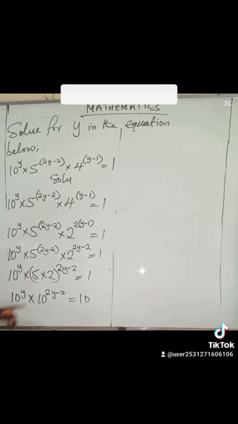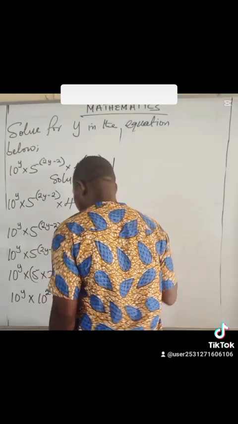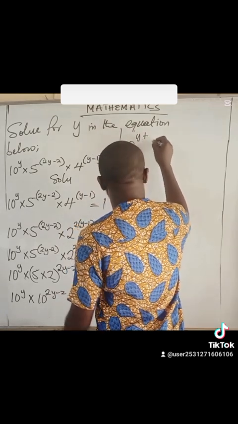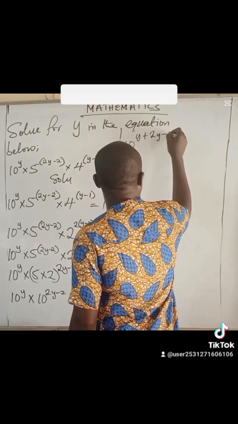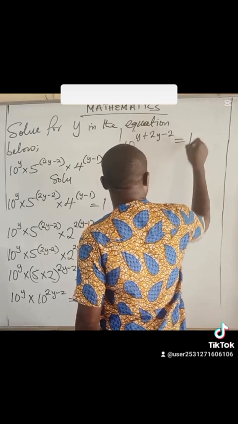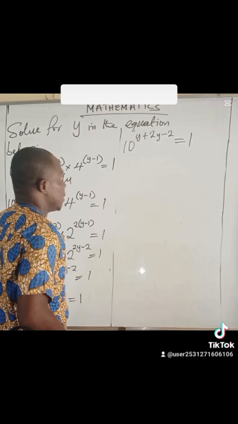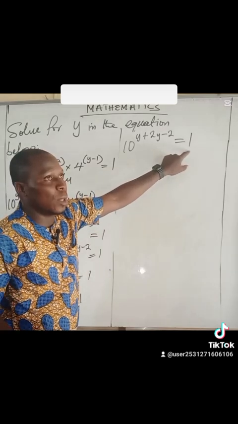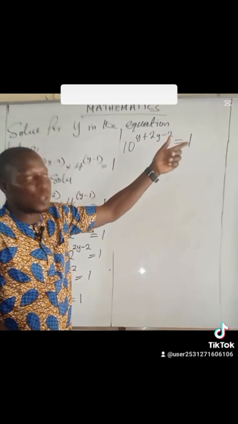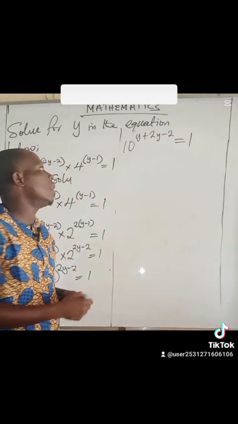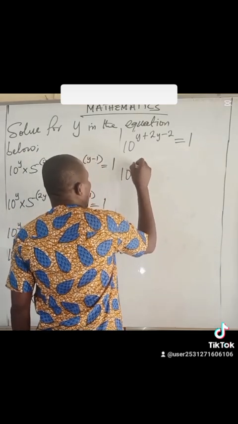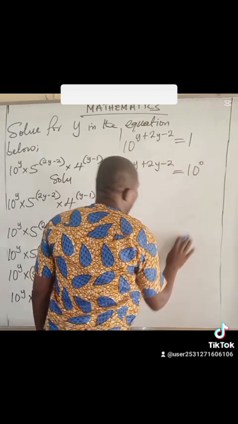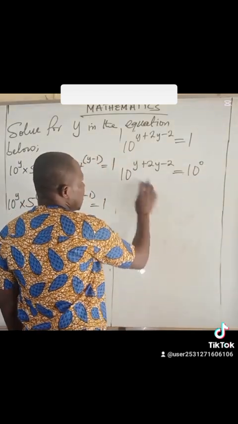Okay, now what else should we do? The bases are the same, so add the powers. So we are going to have 10 raised to power y plus 2y minus 2 equal to 1. Okay, just as we did the last time, I want to have 10 here raised to power 0, since we know that 10 raised to power 0 is still going to give us 1. So I'm going to say 10 raised to power y plus 2y minus 2 is equal to 10 raised to power 0. So if the bases are the same, then the powers are equal.